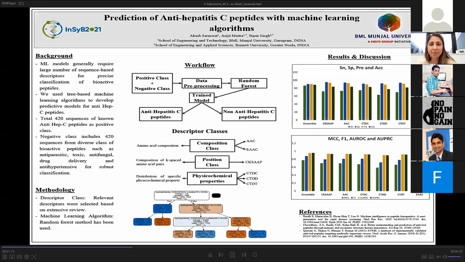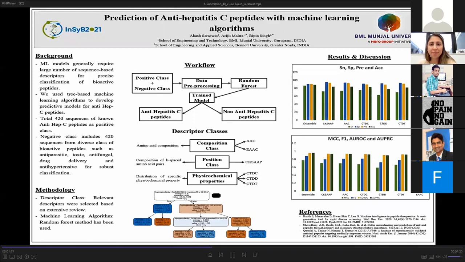For the following analysis, we took 420 sequences of well-documented antihepatitis C viral peptides as a positive class, and special consideration was given while preparing the negative data set, which comprises another 420 sequences of peptides from antiparasitic, toxic, antifungal, drug delivery, and antihypertensive classes. Based on the literature review done for this work, decision tree has been described as a significantly improved method of analysis. We therefore used random forest and J48 decision tree for our analysis.